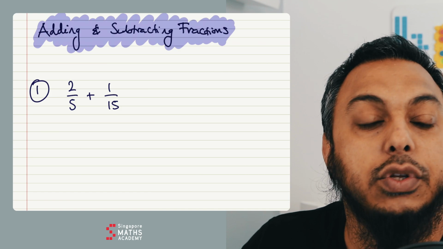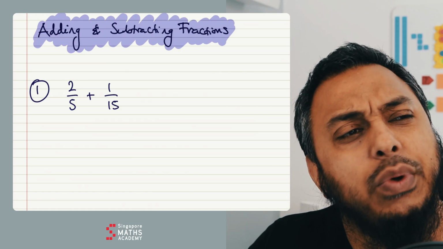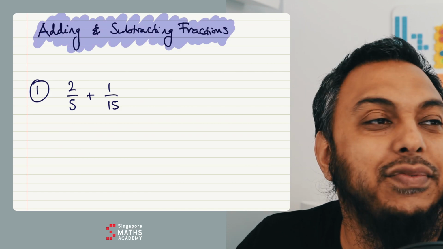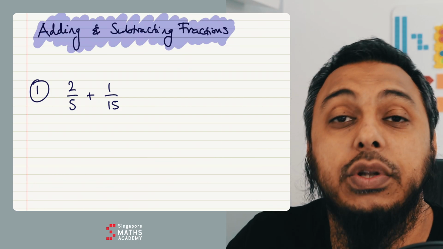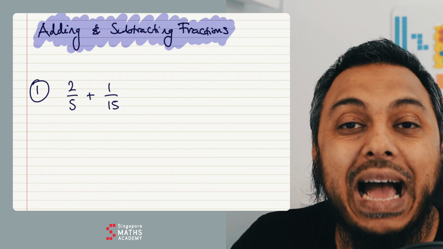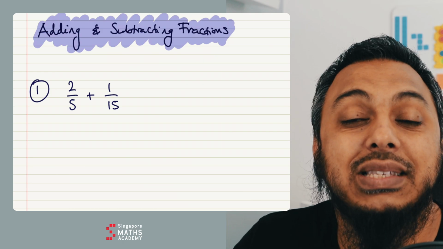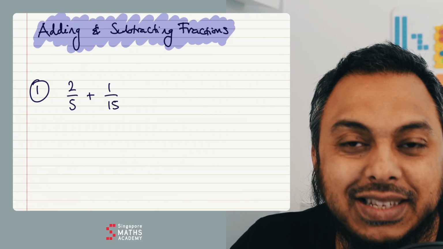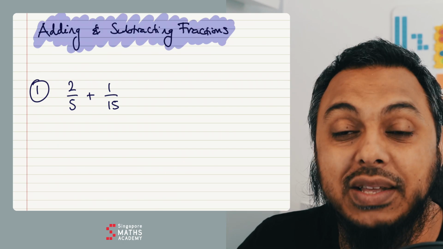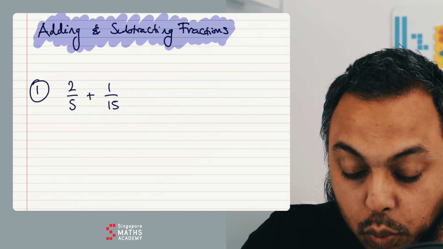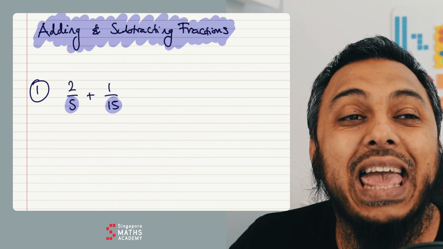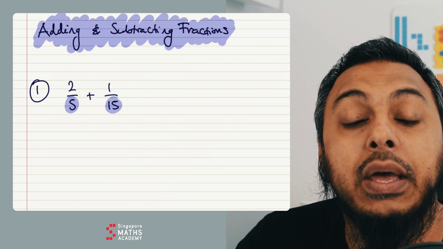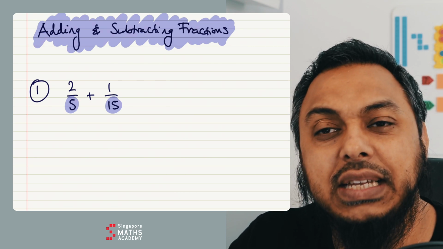So 2/5 add 1/15. How are we going to do this? We have two different denominators. We can't add or subtract fractions that have different denominators, and we have to make them have the same denominators. So what we know is that fifths and 15ths have a common multiple: 5, 10, 15.